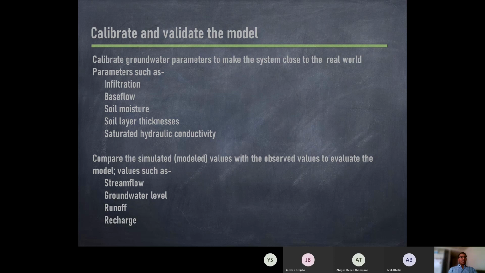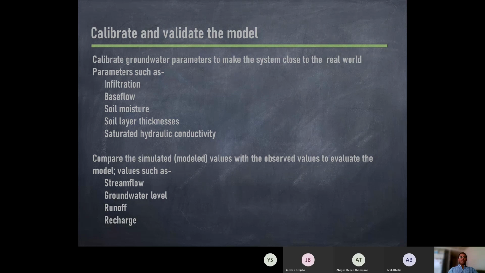Some of the parameters that you can calibrate are, for example, infiltration, base flow that I have shown, soil moisture, the soil layer thickness, and saturated hydraulic conductivity, that means how fast the water is moving through the pore spaces of the soil. All these parameters can be calibrated to match the observational data. Then you will compare this simulated information. One example I have said is the groundwater table or groundwater level, that is the depth of water from the land surface.